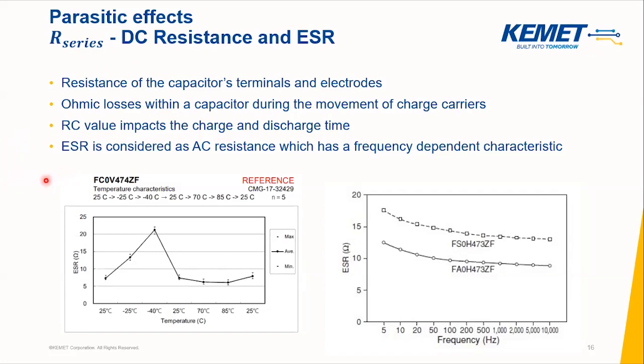ESR is considered as an AC resistance, which is also frequency dependent. The DC resistance is the resistance that you see in the low frequency region. We usually provide the ESR at 1 kilohertz in the spec sheets, but you also need to look for the DC resistance or series resistance in the data sheet, because for your calculations of the capacitance you need to consider this value. But as you see, the ESR is also frequency dependent and temperature dependent, the same as the capacitance. So you need to consider that as well.